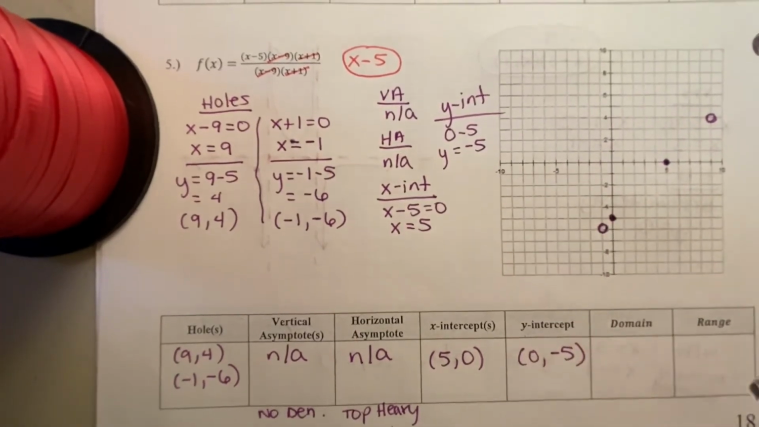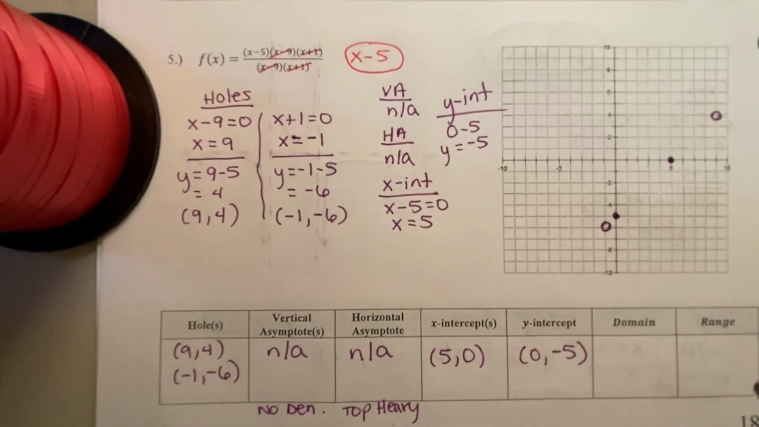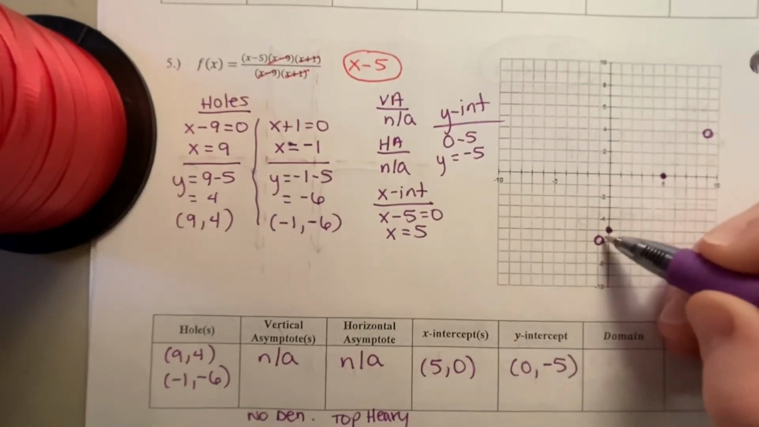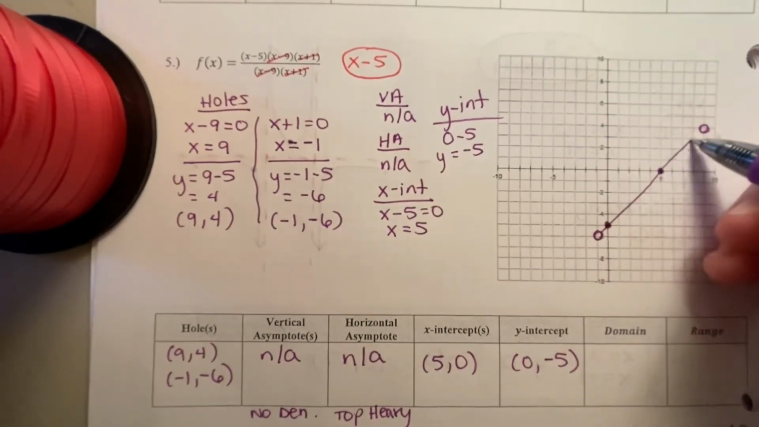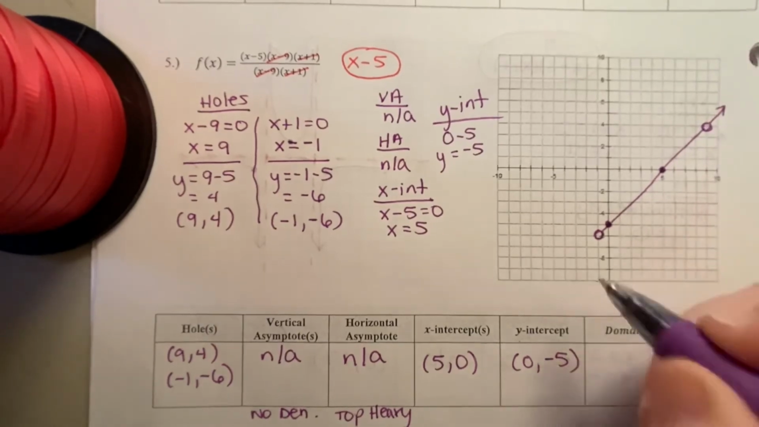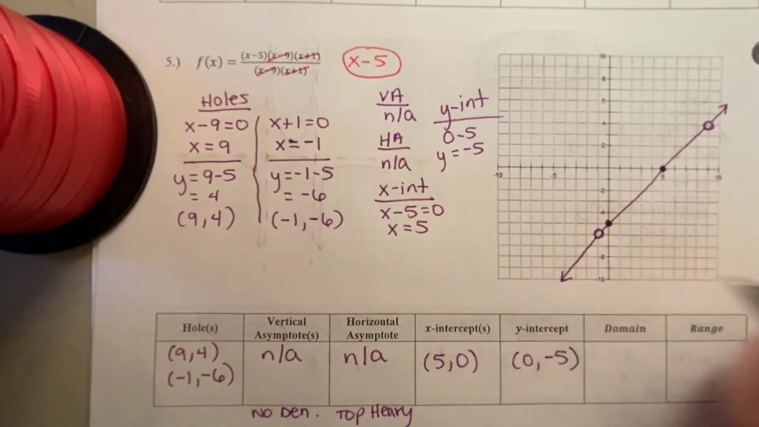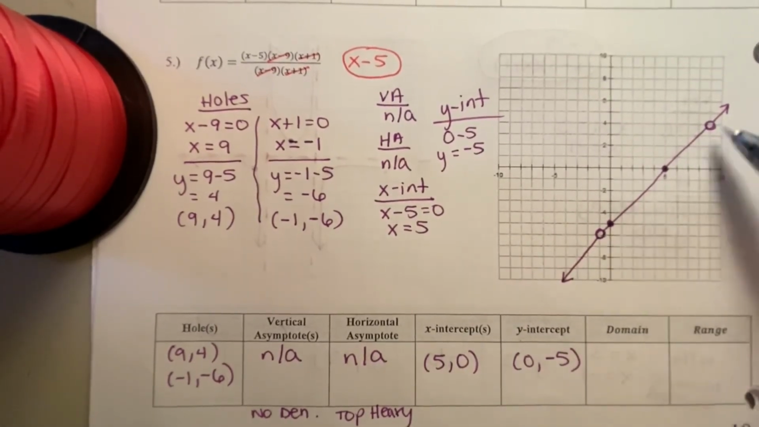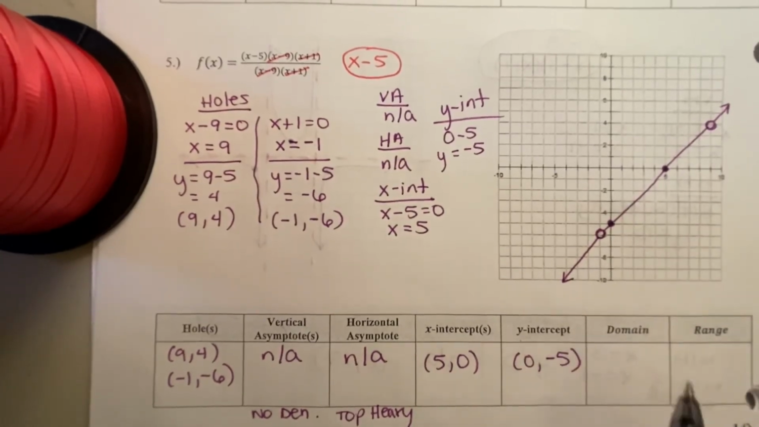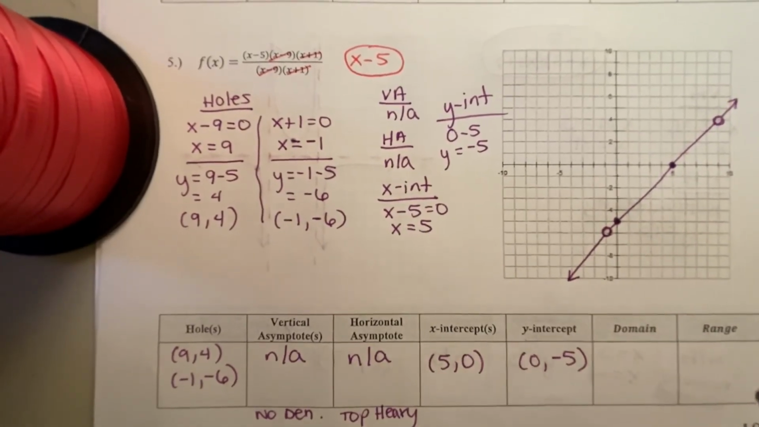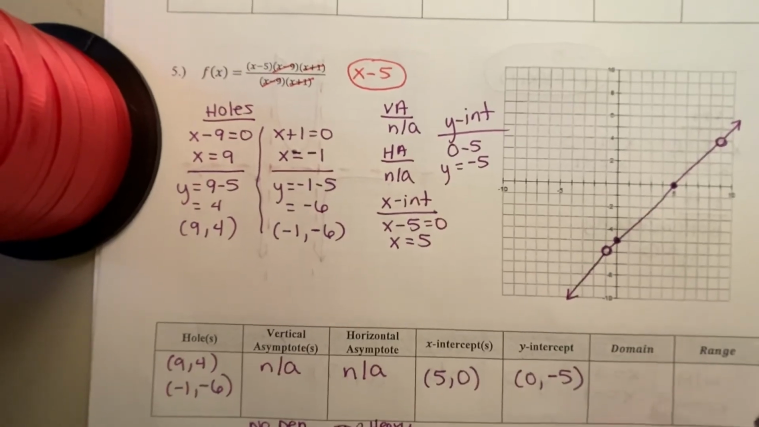Now I have enough points. We already knew it was going to be linear anyways, but this is what my graph will look like. It's a little different than the ones before because we have two separate holes. We're not doing domain and range in this video. So that's number 5 on page 18.